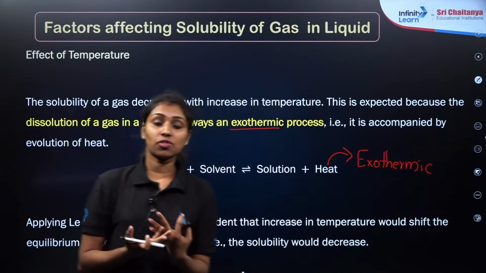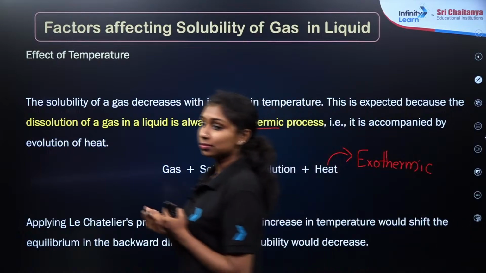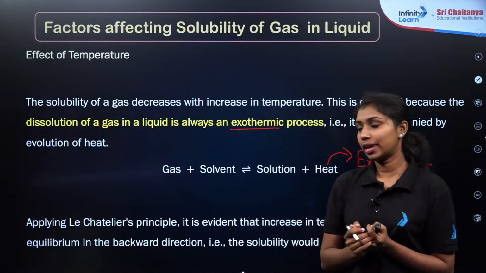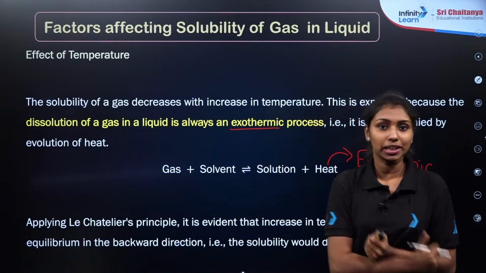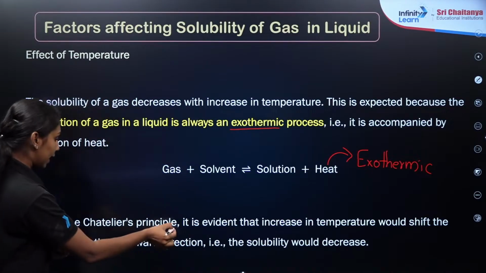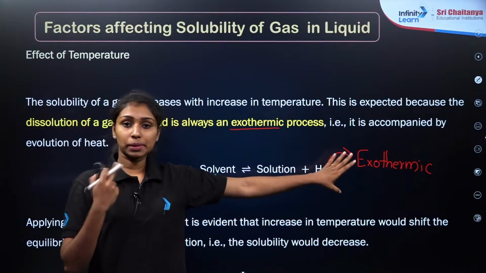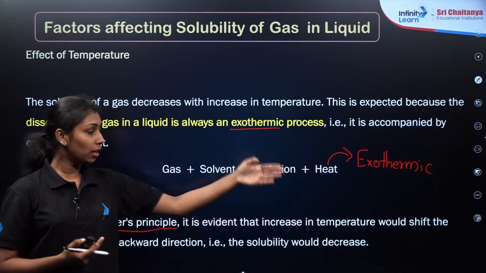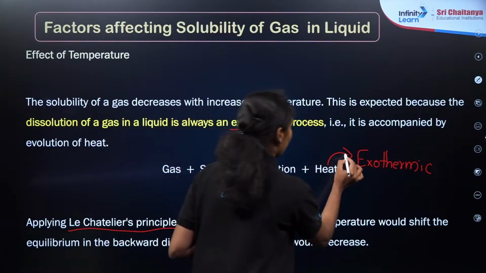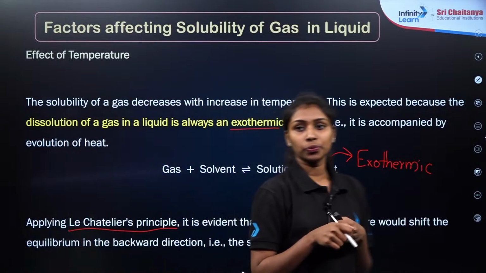If I am increasing the temperature, what will happen to the solubility of gas in liquid? I have already mentioned that this process is exothermic. According to Le-Chatelier's principle, what will happen? Already heat is releasing, right? So in order to overcome this condition, what will happen? As the temperature increases, solubility decreases. Clear?